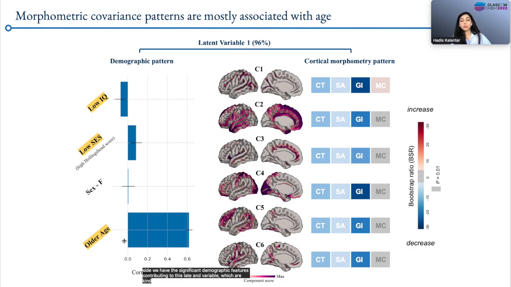And so this latent variable accounts for 96% of the covariance, and it is very much an age-related latent variable, showing older ages to be associated with distributed decreases in gyrification index, cortical thickness, and surface area throughout the cortex, and also local increases in sulcal depth and mean curvature. And we do also observe the subtle impact of lower socioeconomic status and IQ scores on these patterns.